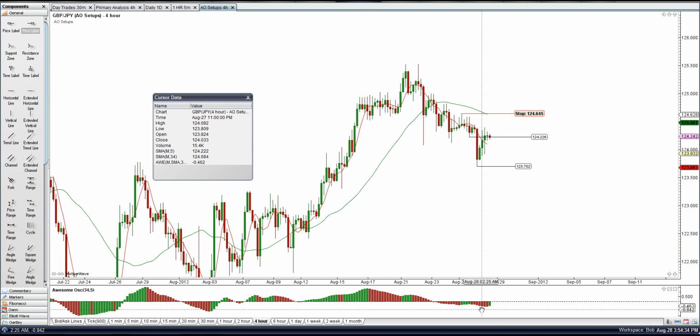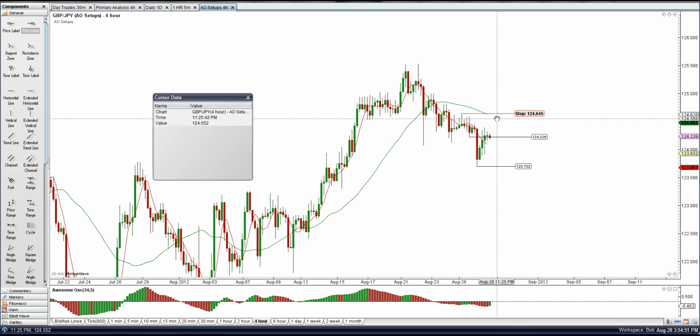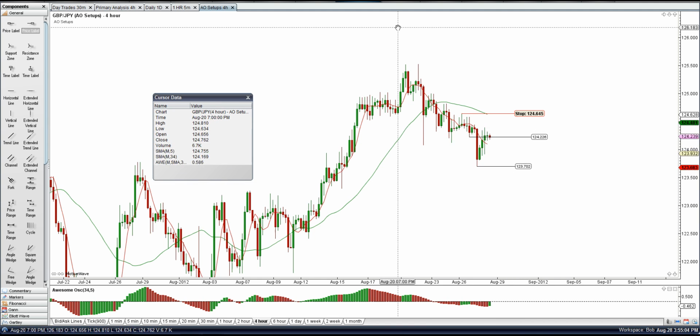Pound yen, we had a little saucer here, which would have triggered here, so close below 23.70. But now we've got another green bar, thankfully, because that would have been a long stop, waiting for it to close down here. So if we get another red bar here pretty quick, we could have a little better setup going on for a short there.